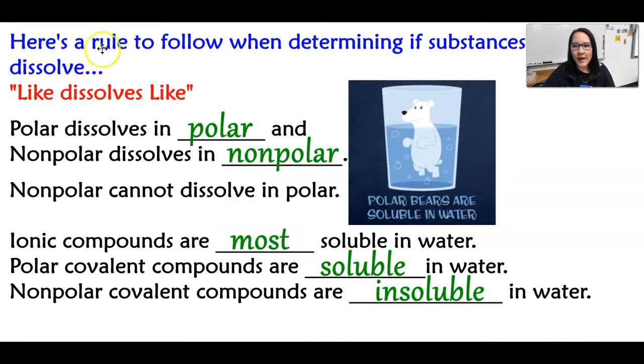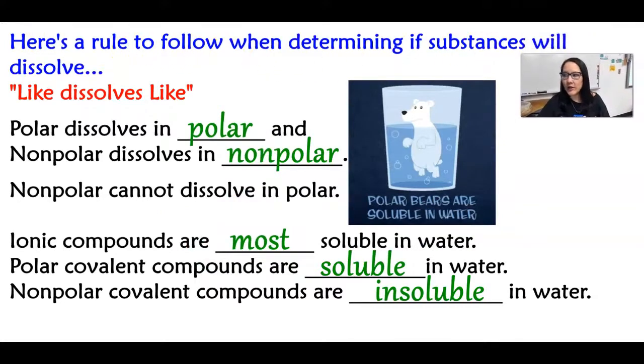So with that said, here's a rule to follow when trying to determine when substances will dissolve in one another. Like dissolves like. And what that refers to is polarity. If you have a polar substance, then another polar substance will dissolve in it. If you have a nonpolar substance, then something else that's nonpolar will dissolve in it. But if you have opposites, nonpolar trying to dissolve in polar will not happen. So like dissolves like. They have to have the like polarity in order to dissolve in one another.